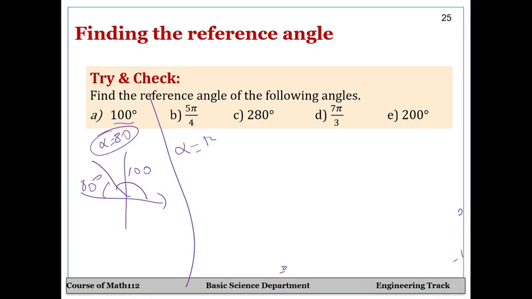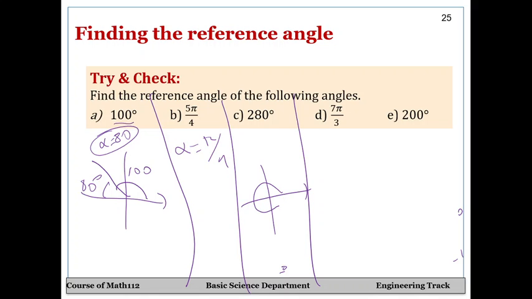And 280 is somewhere here, because this is 270. What is the reference angle? The reference angle is this one now, and it's 360 minus 280, which is 80 degrees. Alpha is 80 degrees.